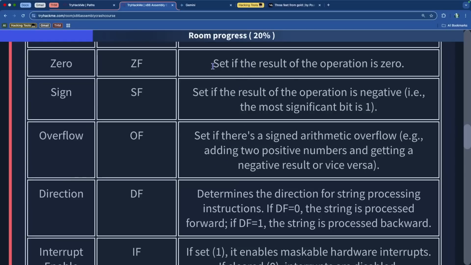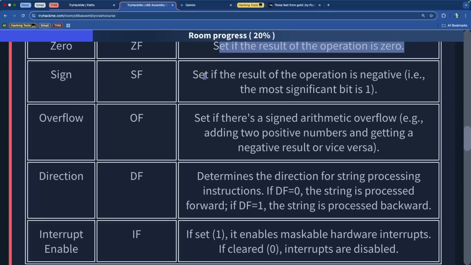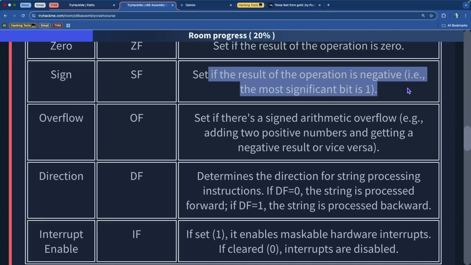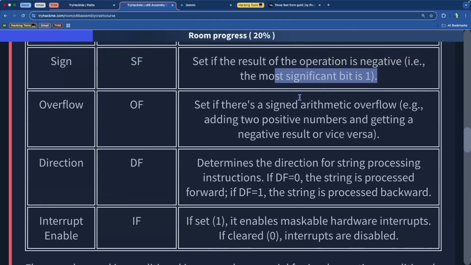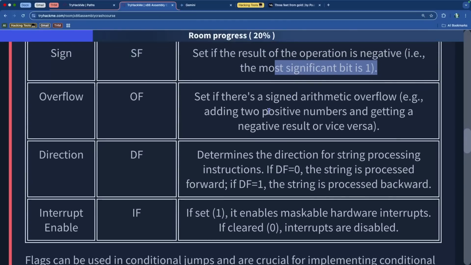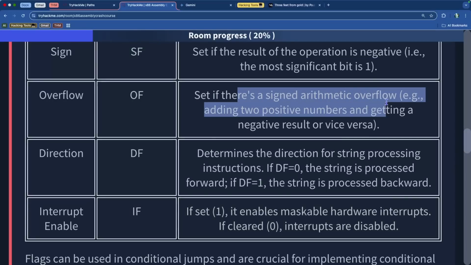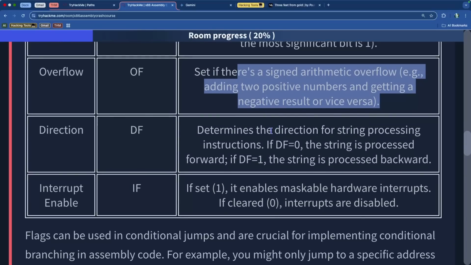So ZF, zero flag, is set if the result is 0. Sign is set if the result of the operation is negative. The most significant bit is 1. Obviously, you can't have a -0, so you could have a -1. Overflow is set if there is a signed arithmetic overflow, adding two positive numbers and getting a negative result or vice versa.